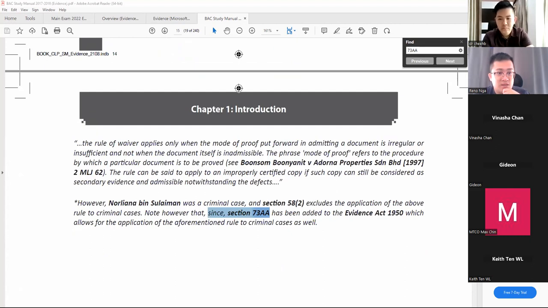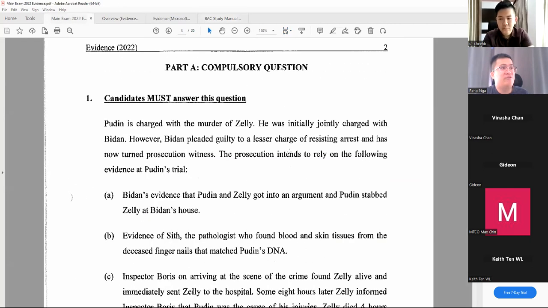Okay, another one. Cien Guan: regarding question one, how do we distinguish between co-accused and accomplice? Good question. Co-accused, like you say, must be someone the case has already sued. But on the facts, at first they say jointly charged, right? Jointly charged, but he pleaded guilty and also turned into a prosecution witness already. So he is no longer a co-accused.